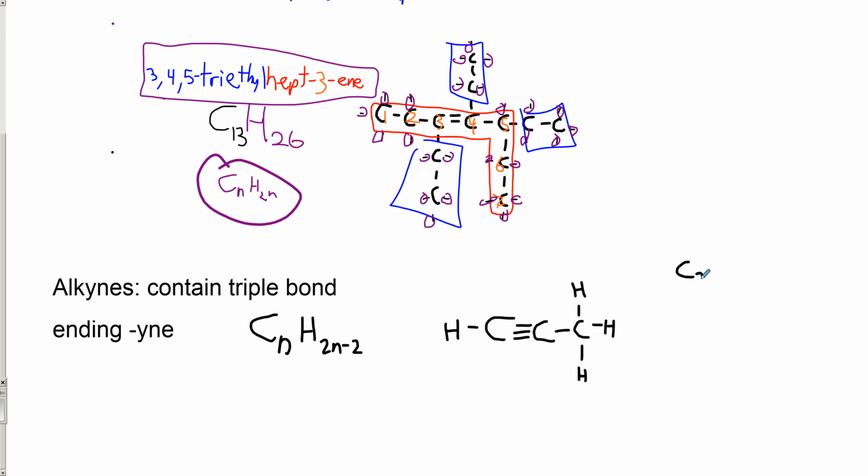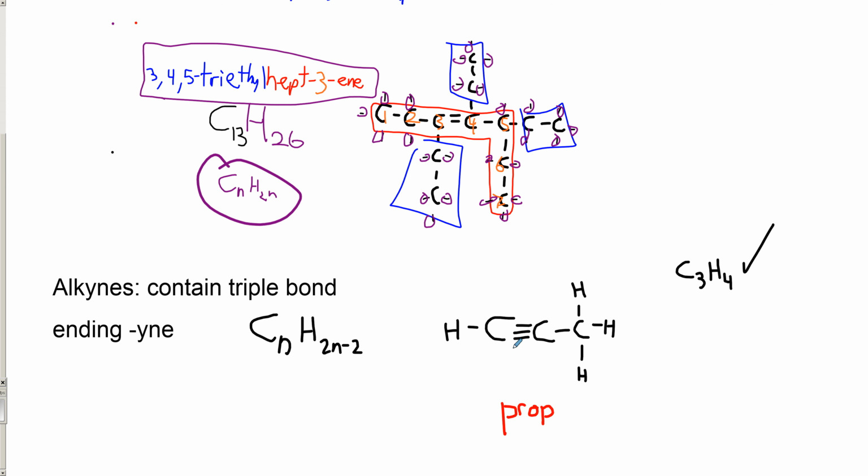Does this work? Well, if C is 3, 2 times 3 is 6. 6 minus 2 is 4. So this obeys the rules. What will we call this guy? Well, that's a simple one. Meth, eth, prop. This is a prop because it's got 3 carbons. And it has a triple bond, which means it ends in -yne. If you're wondering, hey, why didn't you put a number there?